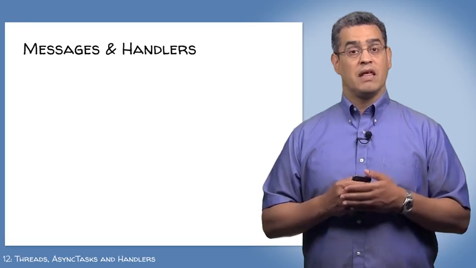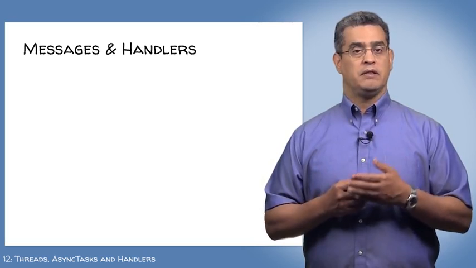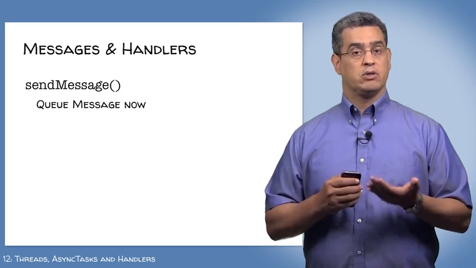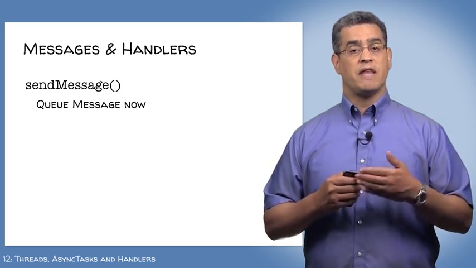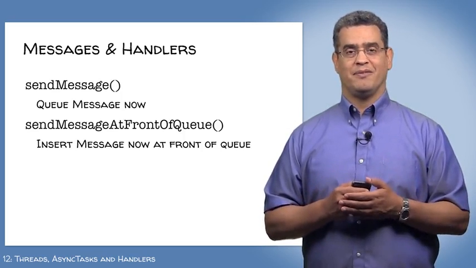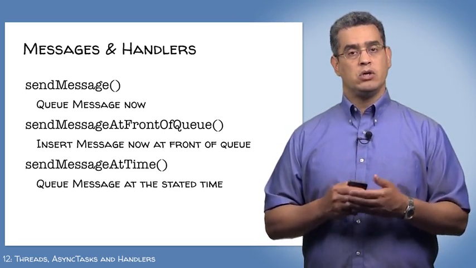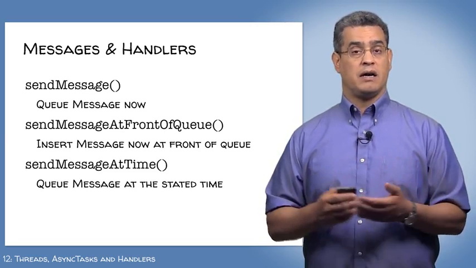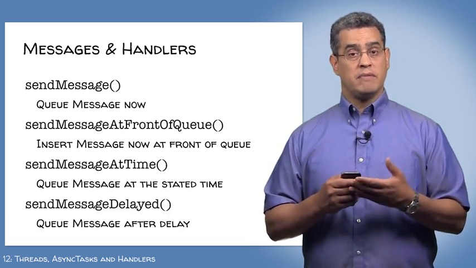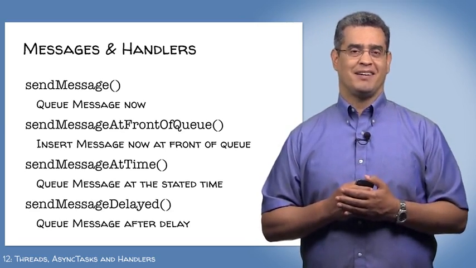As with runnables, there are a number of methods that you can use to send the message. There is the send message method that we just talked about. There's also a version that allows you to put the message at the front of the message queue to have it execute as soon as possible. There's a send message at time method to queue the message according to the specified time. There's also a send message delayed method that queues the message at the current time plus the specified delay.